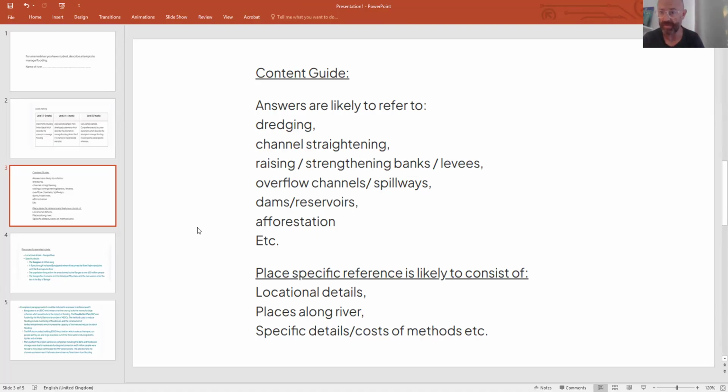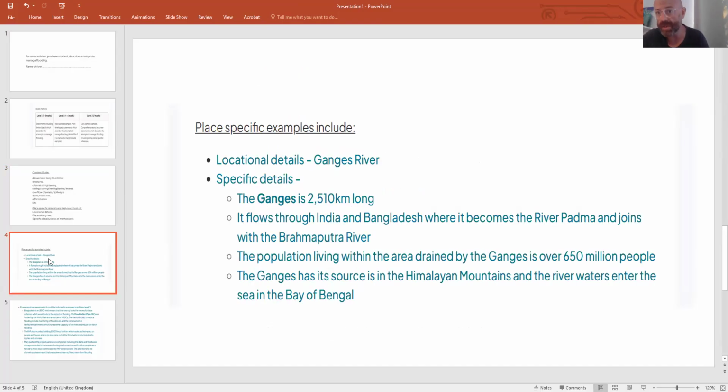But place-specific references, location details, places along the river, specific details and cost methods. This is what I mean. You don't just name a place in a case study, okay? So you could say, my case study is the River Ganges. They have done this, this, this, and this. You're going to lose points straight away.